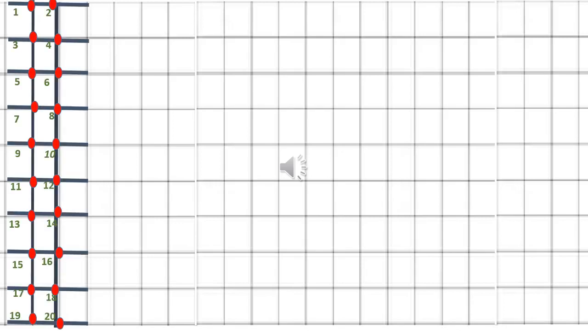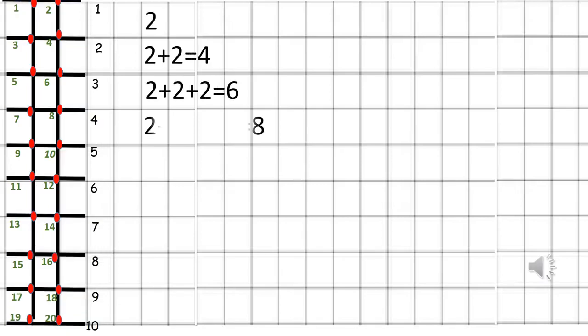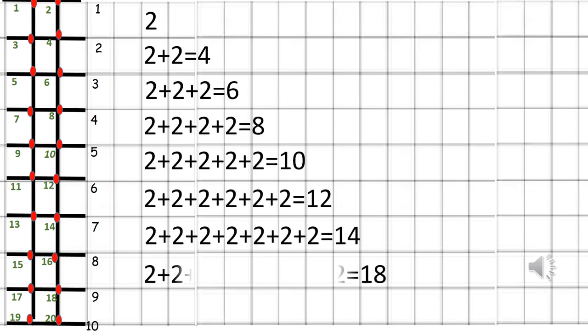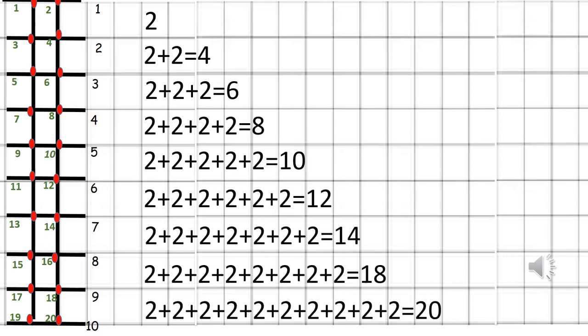Now we will number the meeting points of the horizontal lines and the vertical lines. Now let us number the horizontal lines. Now look, each line has two dots.